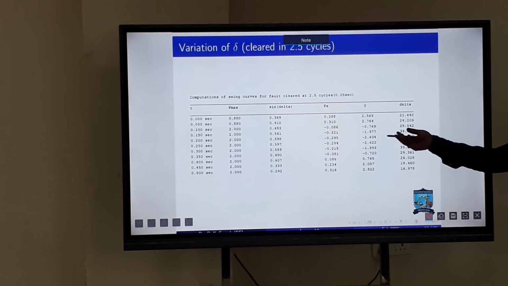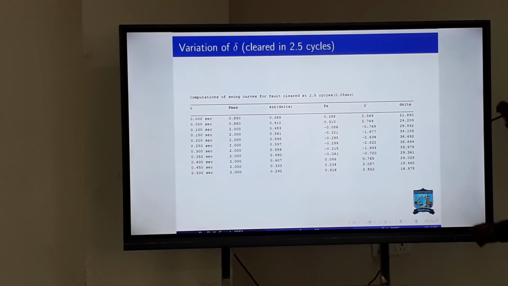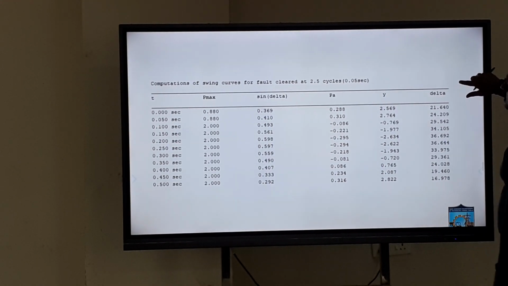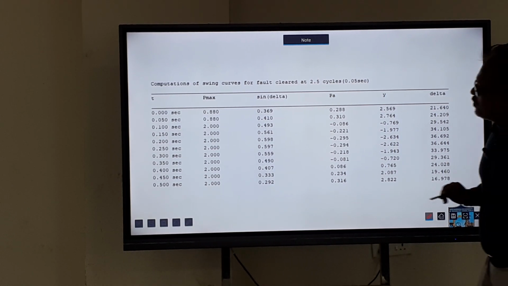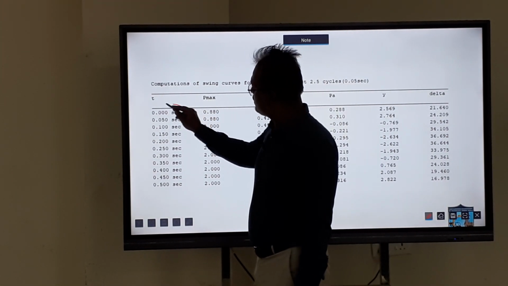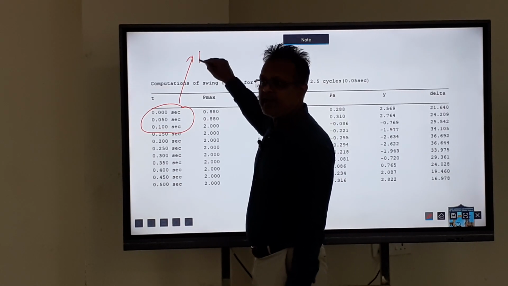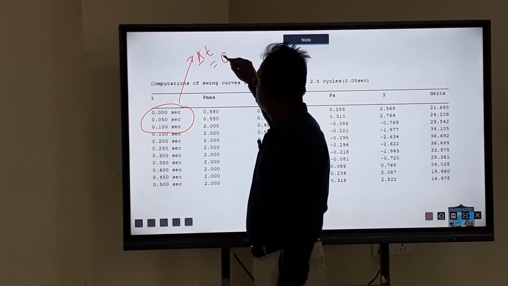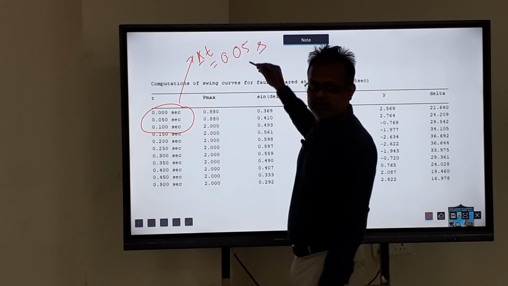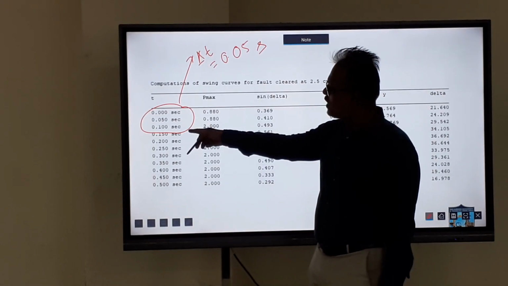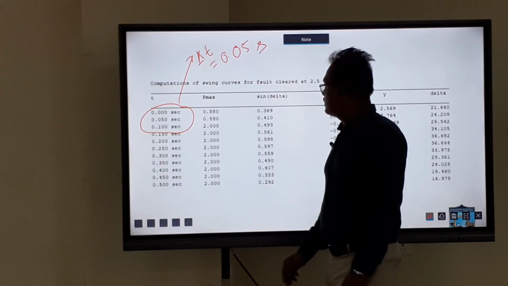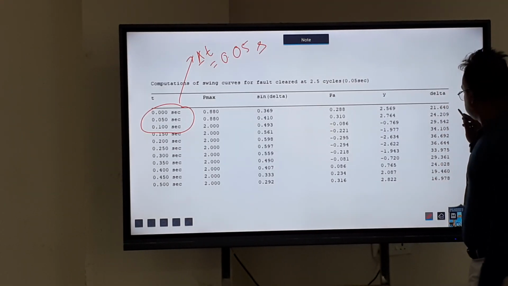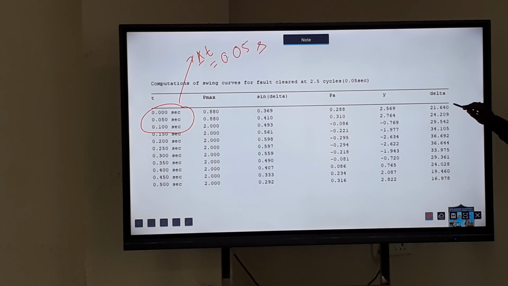This is plotted from the program itself. So if you want, you can go through the program and find out how it is plotted. So what is the step size? Step size is delta t, 0.05 second. That's the step size. 0.05, 0.10, 0.15, 0.20, 0.25. So you see here 21 degrees, 24, 29, 34, 36, 33 here.